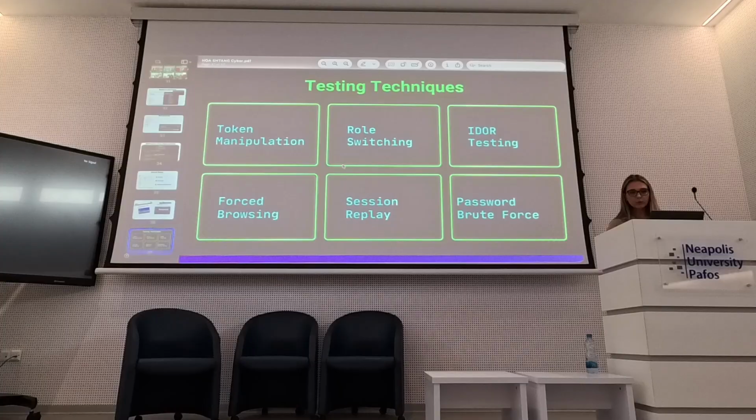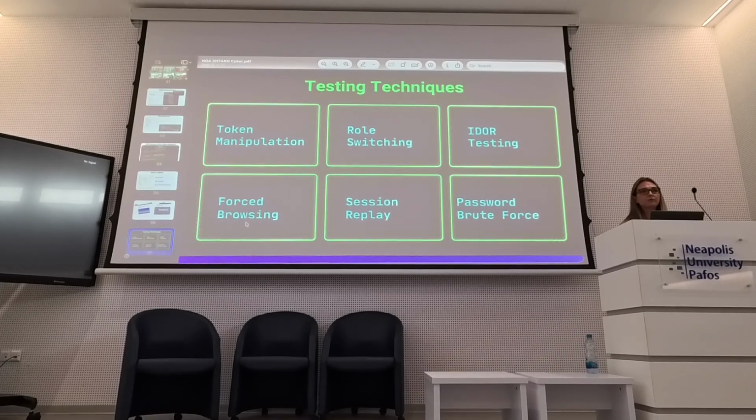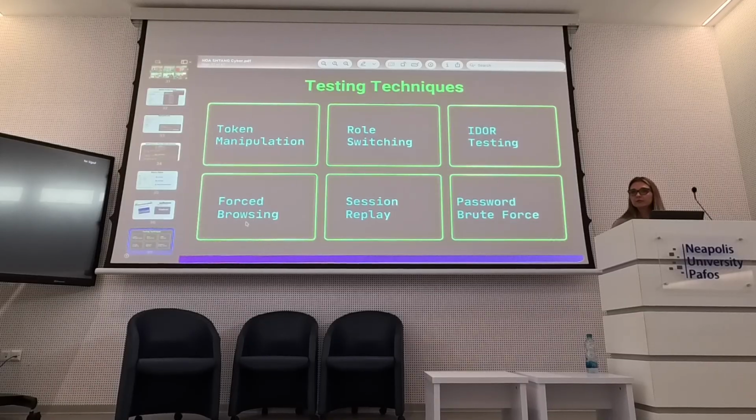It is a takeaway from the authorization. What we are checking: we are always checking tokens and role switching. It is important to check all your pages from different categories of users: users who are not logged in, users who are authorized, users with an admin role. IDOR testing, forced browsing. For example, you want to check if you can just enter some pages that are for internal company access, if a regular user can see them. And password brute force.